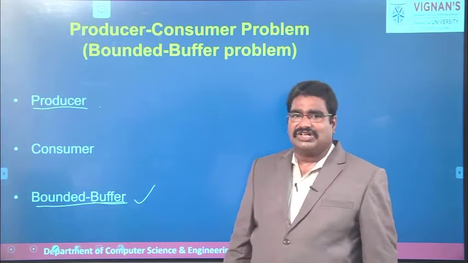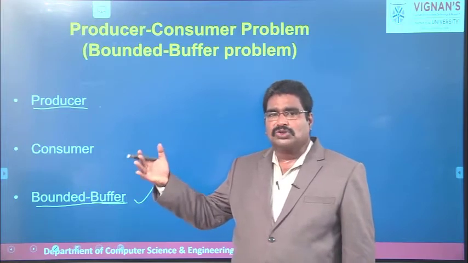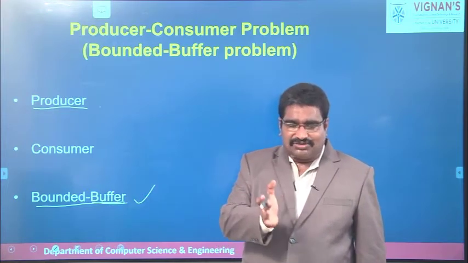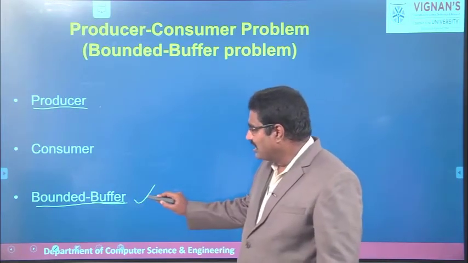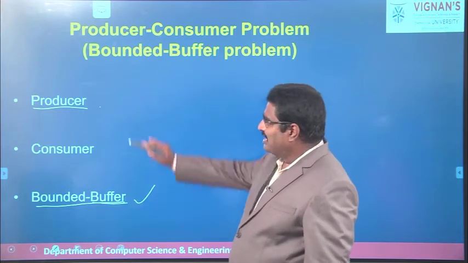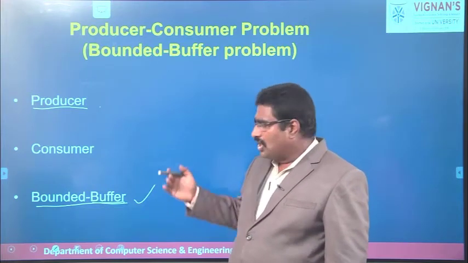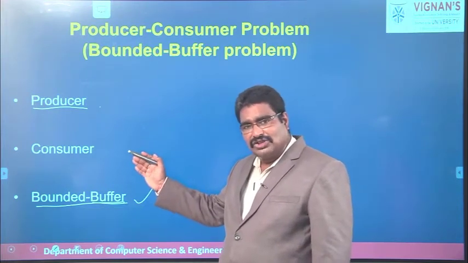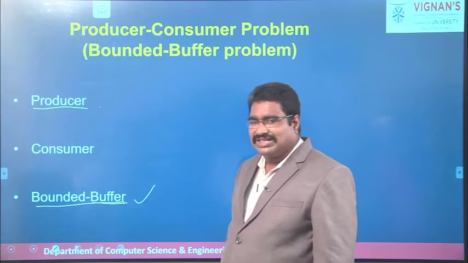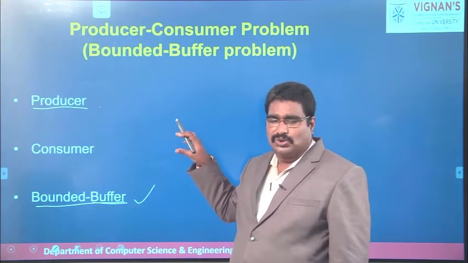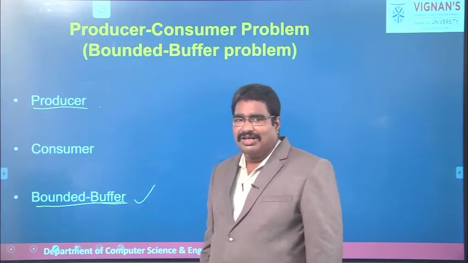Whenever a buffer is said to be bounded, that itself indicates that there is a maximum limit. For example, it is possible to store 100 items, or 1000 items, or 10,000 items. If there exists a maximum limit to store items in the buffer, then that buffer is called a bounded buffer. So we already understand the producer is a process that produces items, which are placed into the buffer, and the consumer takes items from the buffer and performs the consumption operation. The bounded buffer is the space available to store the items produced by the producer, which has a maximum limit.